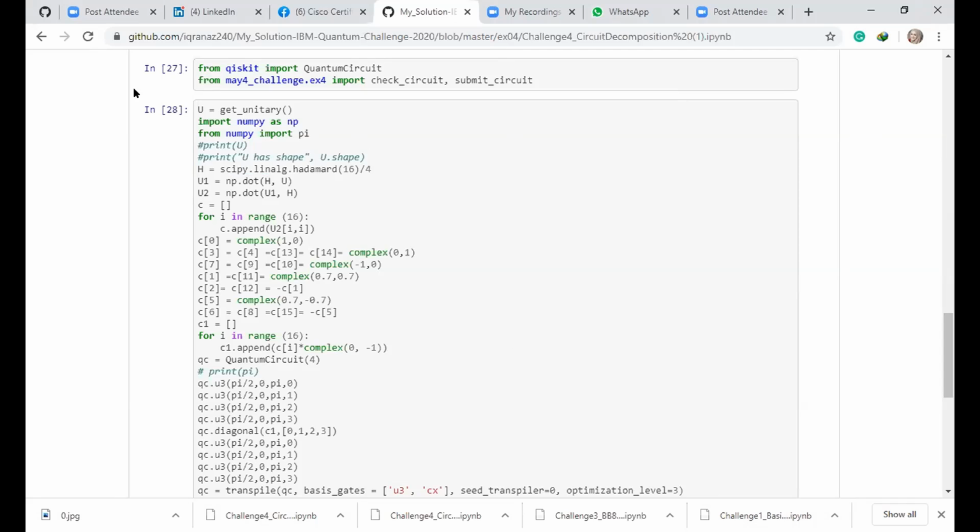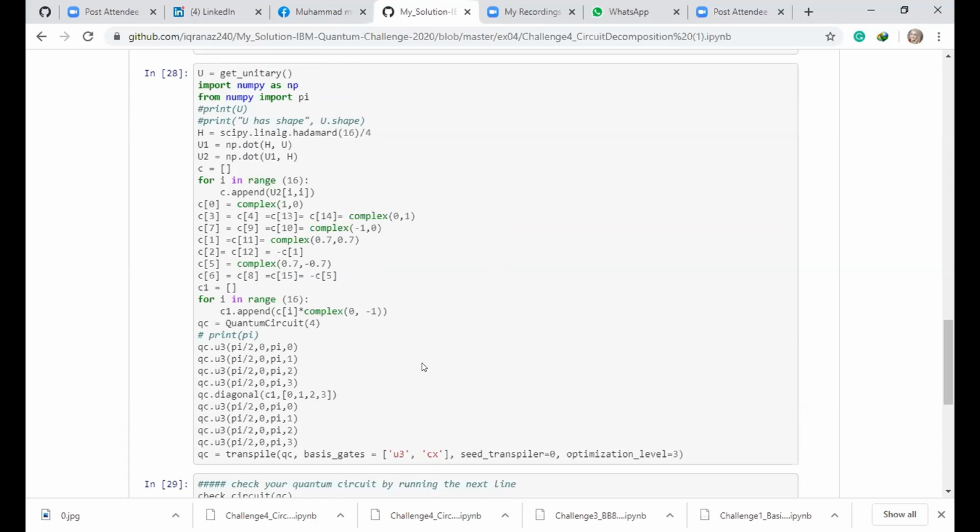Okay, so Hadamard, we got a hint that we have to use Hadamard. So we just sandwiched that unitary matrix given by the IBM Quantum Challenge between two Hadamard matrices. Using NumPy, we got the dot product of Hadamard with the unitary matrix, and then again the product of that matrix with Hadamard. Basically, it was a type of sandwich in which the unitary was in between the two Hadamard matrices.